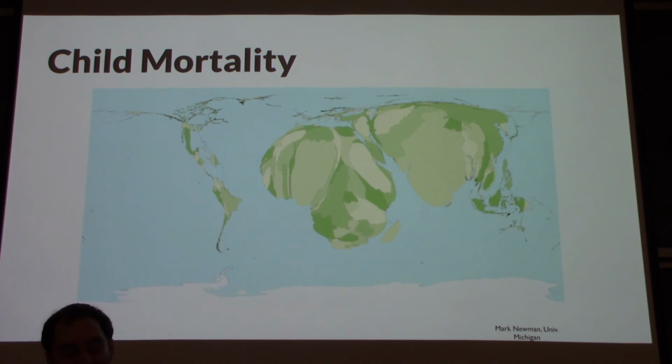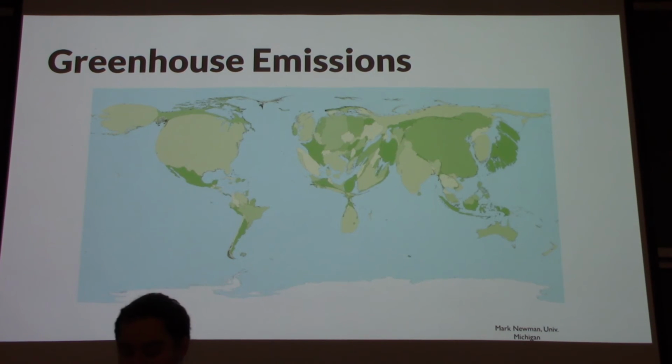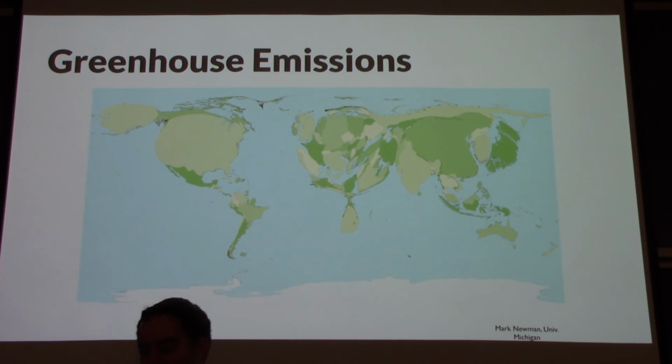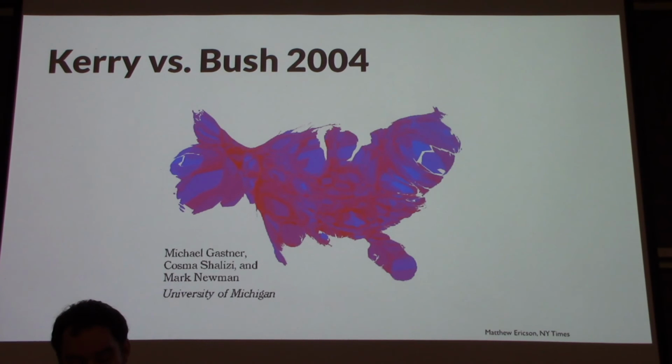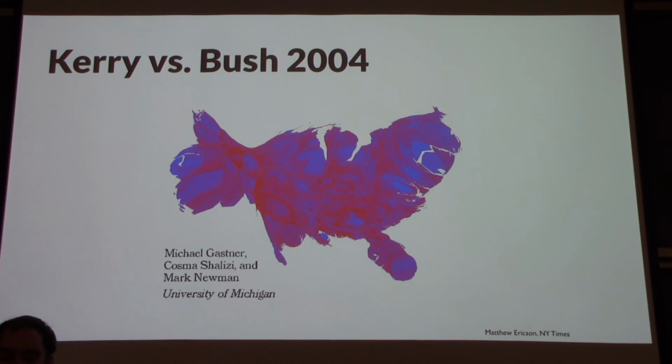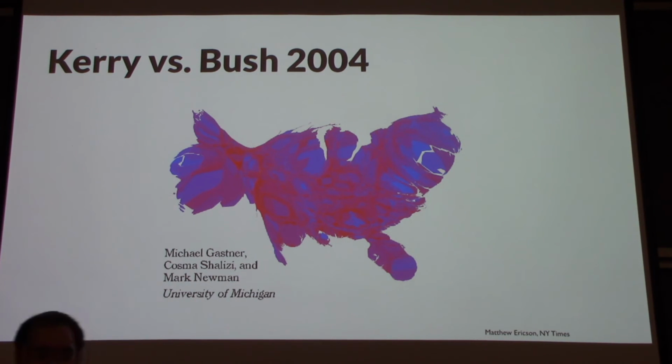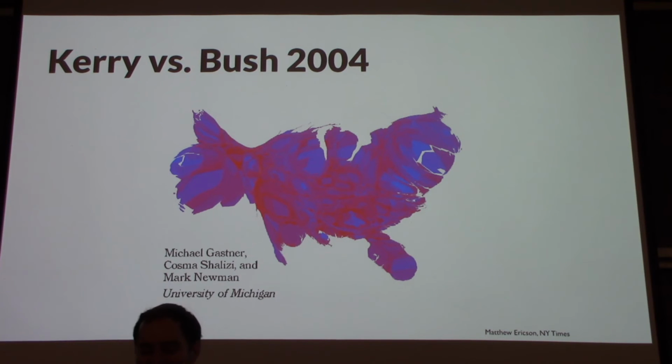Child mortality. A different map, of course, here Africa dominates, and India. Greenhouse emissions, like what we've just seen in the Gapminder, you can see that Africa and also South America don't produce a lot of greenhouse emissions. And this would be Kerry versus Bush in 2004, a similar map to what we've seen before. But if I just showed you this, you would say this is maybe a Rorschach plot, but not a map of the United States.